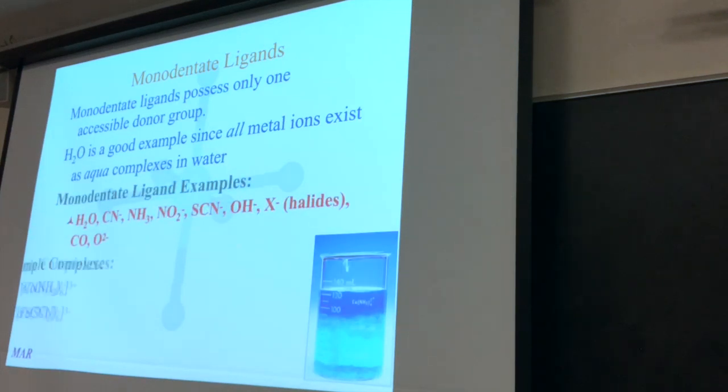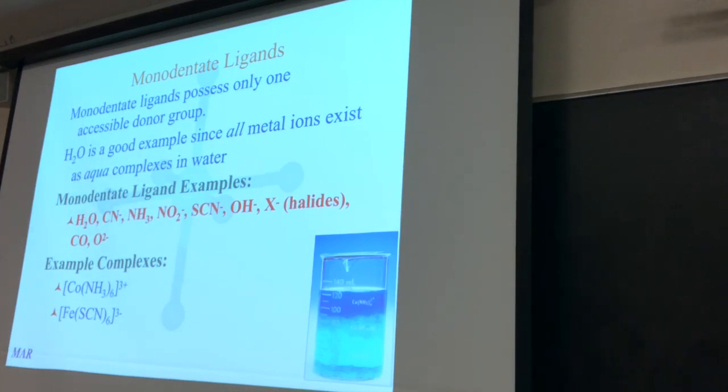Monodentates are very common and usually pretty easy to see. These examples right here are all monodentate. Again, what that means is they have one place that they can connect to a metal center. All of these have lone pairs on them. So if you drew out a Lewis structure, you'd see at least one lone pair, sometimes two, but they're also relatively small, so they'll make one connection.